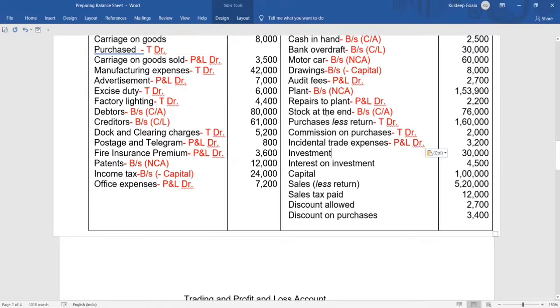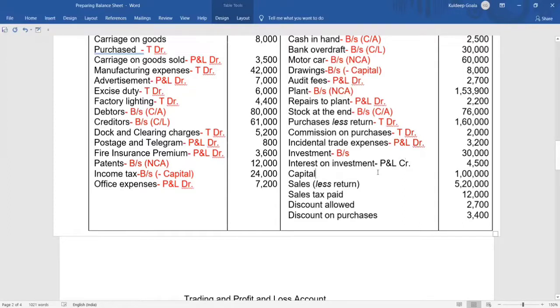That is the incidental trade expenses, which will come in the profit and loss debit side. Then investment will come in the balance sheet under the heading investment itself. Okay, investment has its own heading, after non-current assets, and it will follow there. Then interest on investment will come as a gain in the profit and loss account, but on the credit side. Okay, it will come in the profit and loss account credit side.